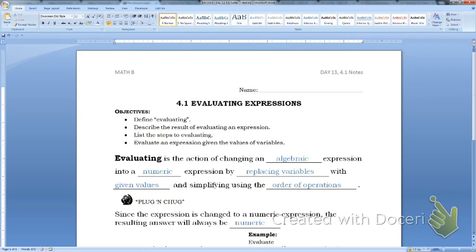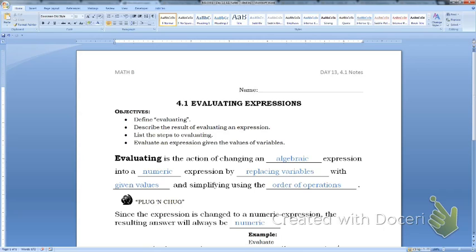The definition of evaluating. Please fill in the blanks as I read. Evaluating is the action of changing an algebraic expression, those are the ones that have variables in them, into a numeric expression, no variables, by replacing variables with the given values and simplifying using the order of operations. Push pause if you need more time to fill in your blanks.